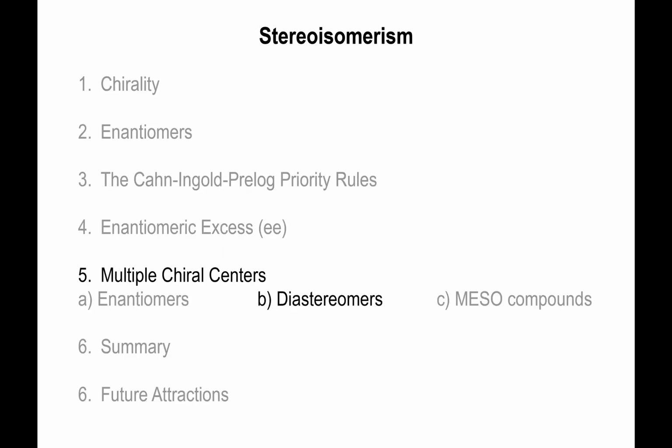In the next video, I'm going to show you what happens when you have a partial change of the configurations, in which case we're dealing with something known as diastereomers. So I'll see you in the next video.